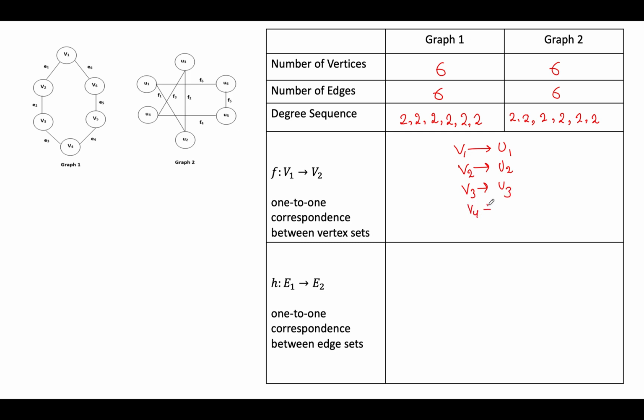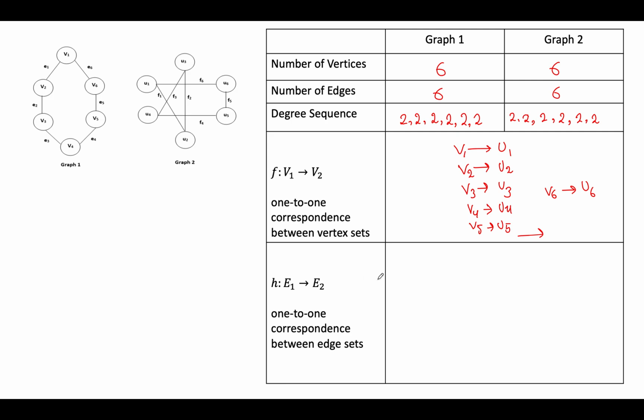V4, U4. V5, U5. And finally, V6 is represented by U6. Sometimes the order won't be the same, or the numbers are not the same. So we need to check that the linked vertices in graph 1 are also linked in graph 2.